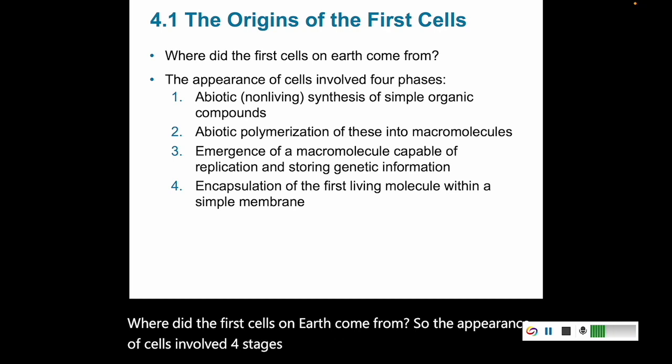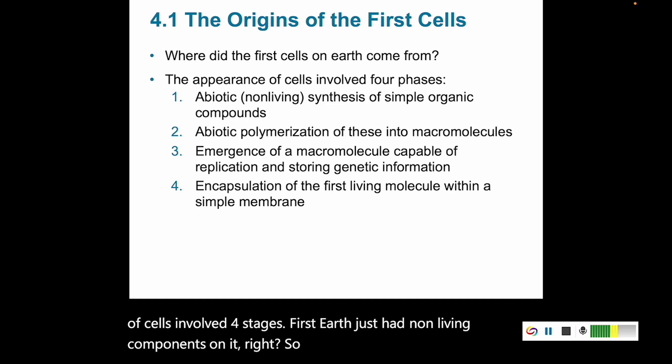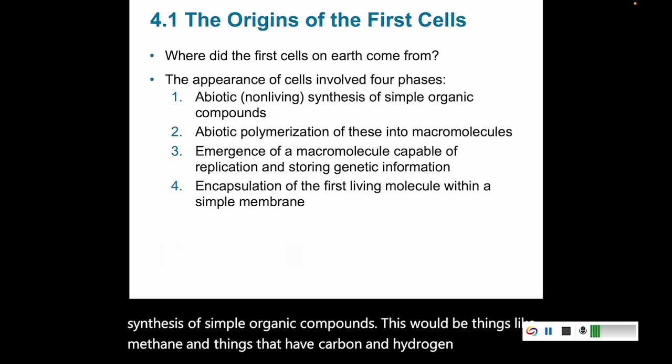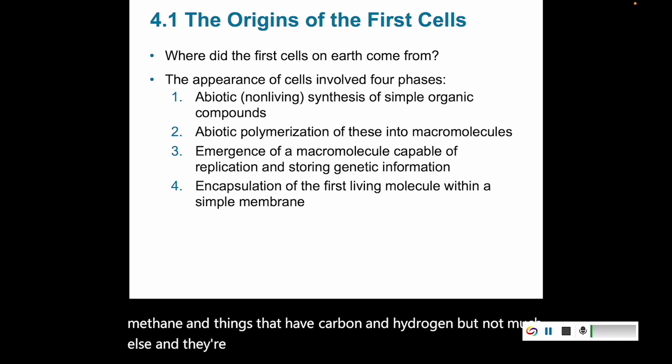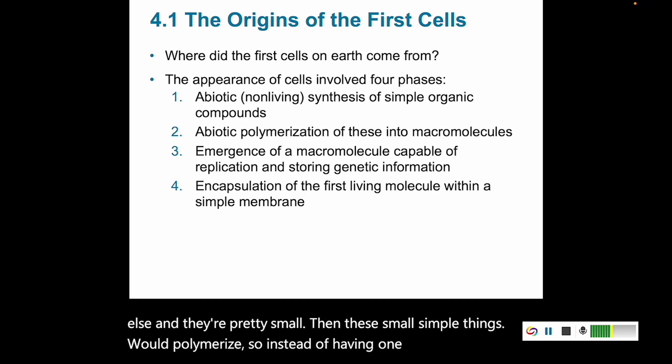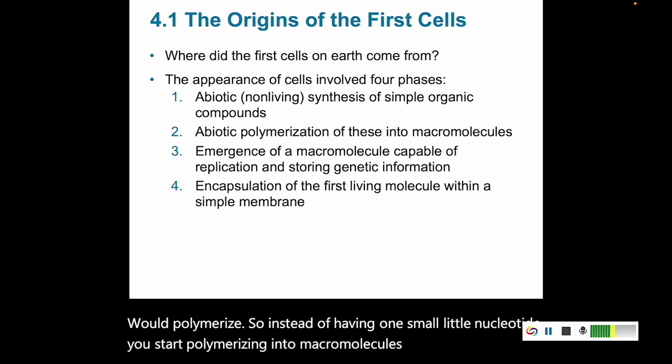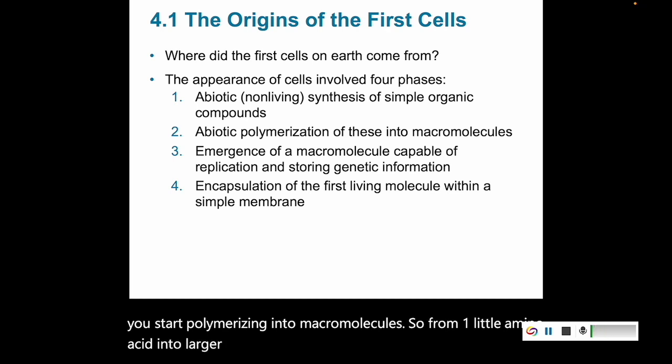First, Earth just had non-living components on it, right? So first there was the abiotic or non-living synthesis of simple organic compounds. This would be things like methane, things that have carbon and hydrogen, but not much else, and they're pretty small. Then these small, simple things would polymerize. So instead of having one small little nucleotide, you start polymerizing into macromolecules. So from one little amino acid into larger polypeptides.